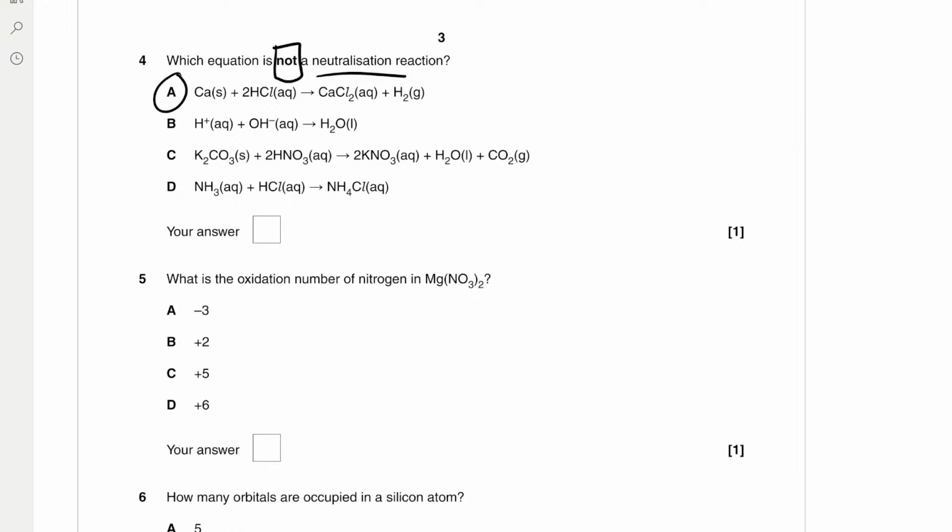H+ plus OH- goes to H2O, that's obviously neutralization. A carbonate plus an acid, so a base plus an acid, and we're forming water, that's definitely neutralization. And then D, NH3, a base, reacting with HCl, an acid, forming a salt, that's neutralization, so it must be A.